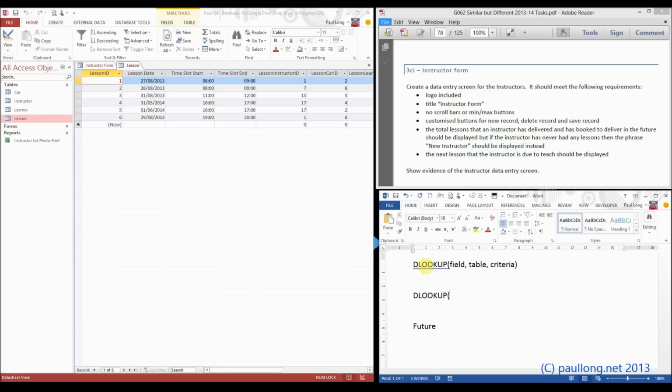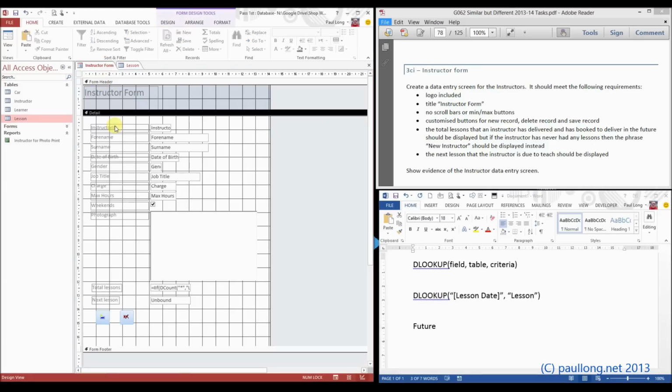We could find the lesson date. Now the lesson date is written like this. It has square brackets around it and speech marks. And the reason we've got "Lesson Date" is because if we look at the lesson table, that's how lesson date is presented. And we're going to find that in the lesson table. Now, if we were to do this, what we would get is the first lesson that it finds in the lesson table.